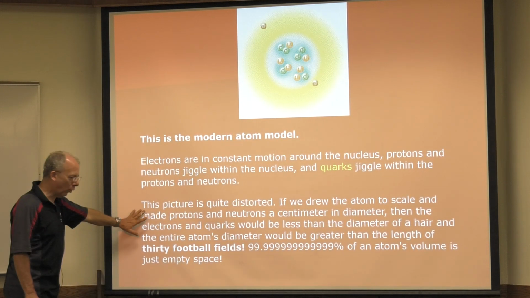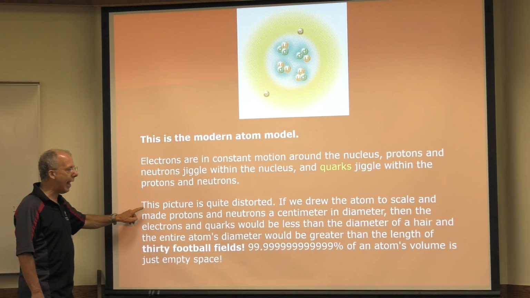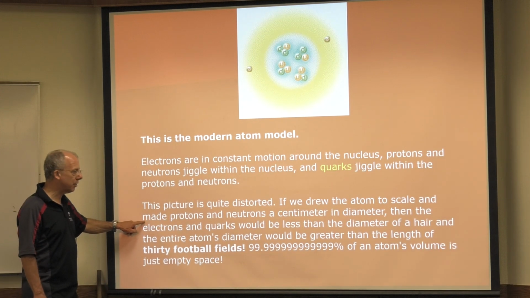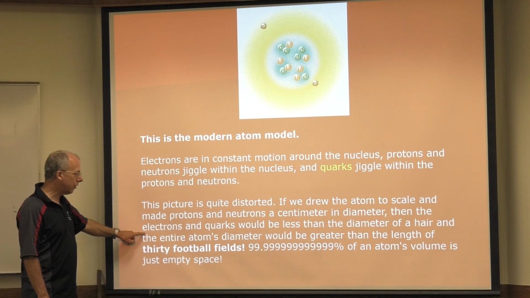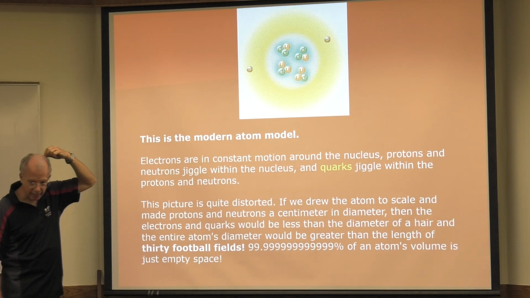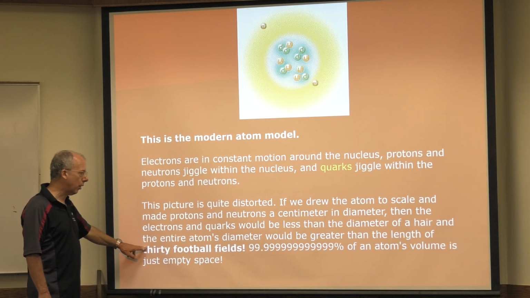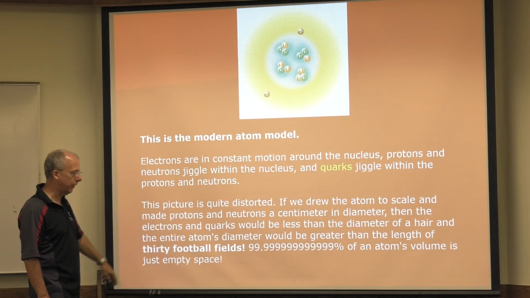Okay, here's the cool part. This picture is quite distorted. If we drew the atom to scale and we made protons and neutrons a centimeter in diameter, then the electrons and quarks would be less than the diameter of a hair, and the entire atom's diameter would be greater than the length of 30 football fields.